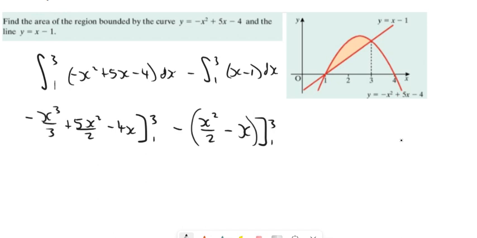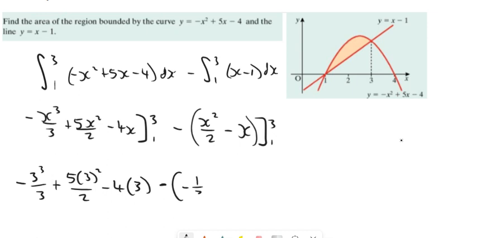So you just have to sub everything in then, so it'll be minus 3 cubed over 3 plus 5 times 3 squared over 2 minus 4 times 3. Then subtract, so 1 in, minus 5 times 1 squared over 2 minus 4 times 1. So that's the first bit of it done.